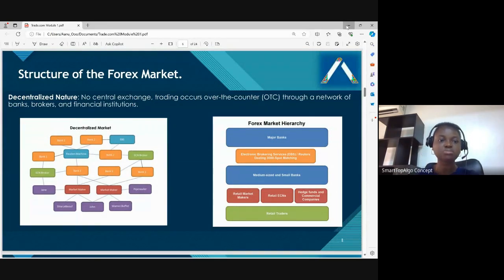Okay, now remember I said earlier that when it comes to the Forex market, it's a decentralized market. It means that there are different access points that link you to the market.